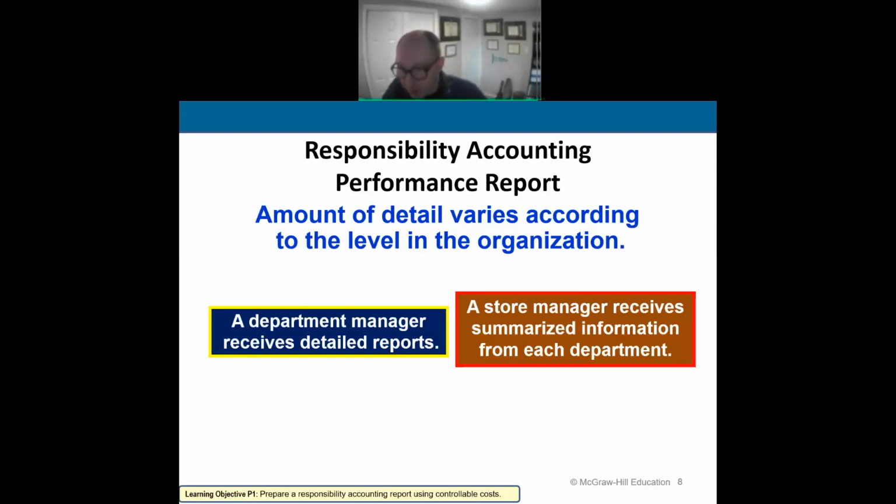The best way to think about it is that the departments closest to the customer are the ones that should care most about the information for their departments. The store manager, who ultimately oversees all the department managers, is at a higher level, so they're going to receive less detailed information.